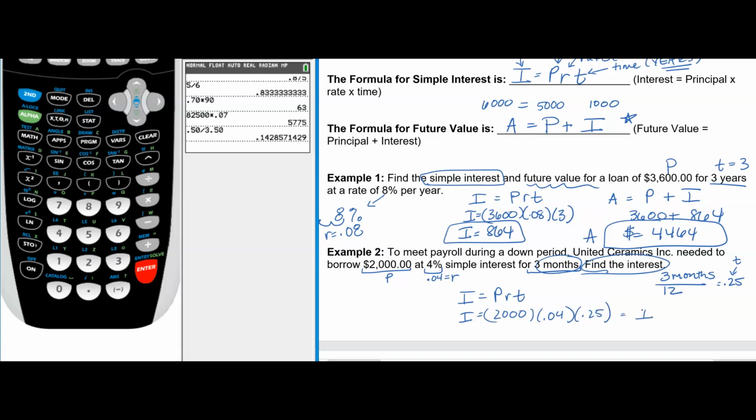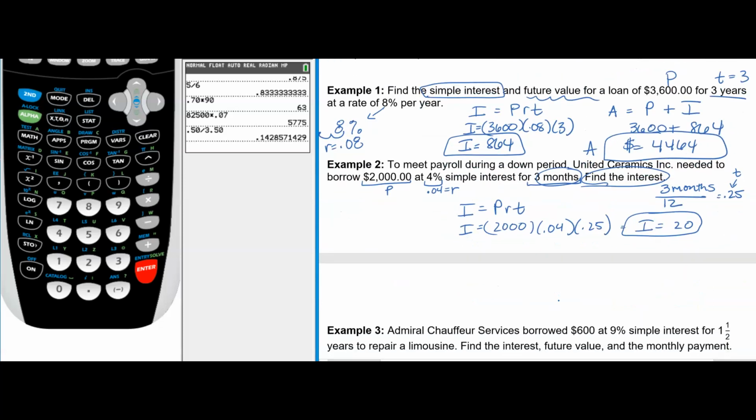And you're going to multiply those all together and get 20. And unlike the last problem, we're not asked for the future value. If we were, we'd add the 20 and the 2,000, but in this case, we're just asked for interest. So we're actually done with that one.